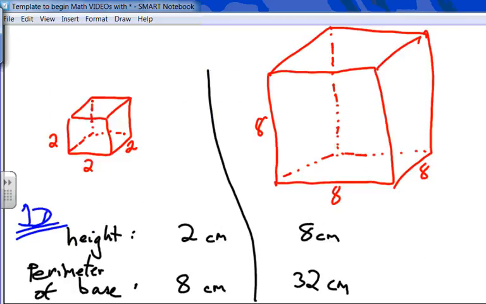In one dimension, the small cube's width is 2, the large cube's width is 8. Now that's a linear factor, that is something you would multiply by. A linear factor of 4 times as big. 2 times 4 equals 8. So the linear scale factor is 4.